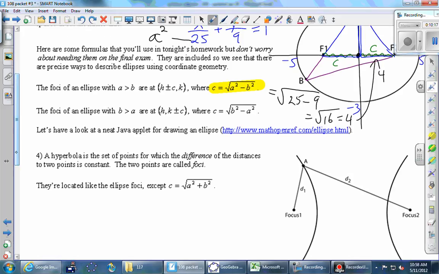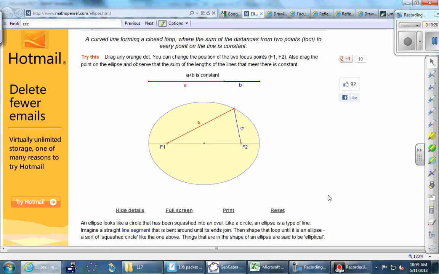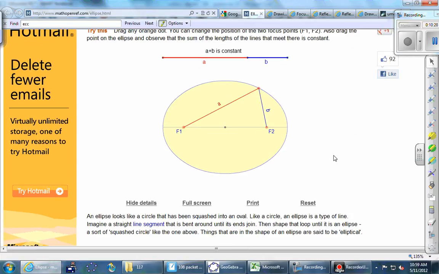And we'll go ahead and take a look at a Java applet. You have the link there, so you can look at it on your own if you'd like. But if we take a look at this one here, so here's our ellipse, and all of the orange things are movable. So for example, at this moment right here, A is the length from one focus to this random point on the ellipse, and it is red, and it is the length of this line segment here. And if we go from that same point to the other focus, it's B, it's blue, and it's that.